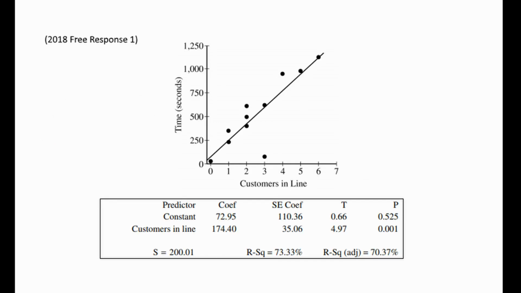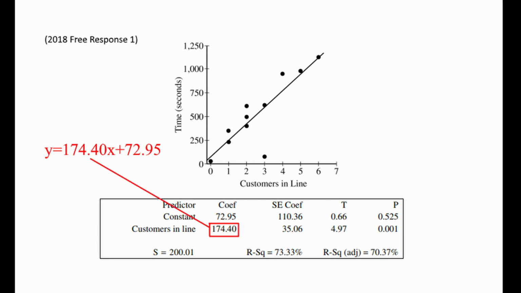This is an example of a line of best fit plotted onto some points. The line shows the relation between the number of customers in the checkout line and the time it takes to finish. Now this chart also gives us a computer output. This computer output has various assortments of data. The first thing the chart tells us is the line of best fit. The constant number tells us the y-intercept of the line, and the customers in line tells us the slope.